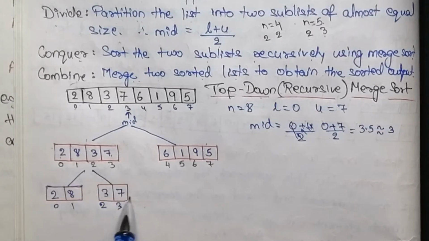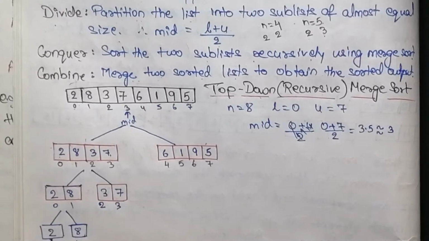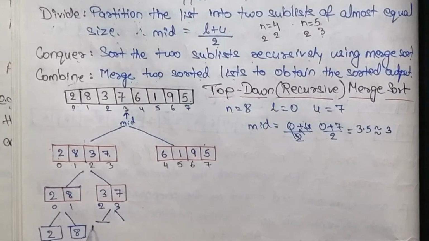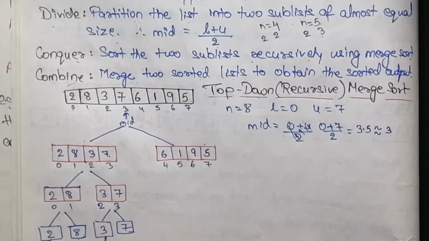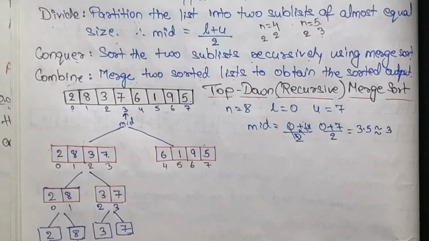Now these two sublists contain two elements each, right? We again need to divide these sublists into two parts. The first list contains the element 2 and the second list contains the element 8. Similarly, we will divide the other sublist into two parts: the first containing the element 3 and the second sublist containing the element 7. See here, all the sublists contain only one element and we cannot divide these sublists any further, right? So the step of partitioning is complete for these sublists.